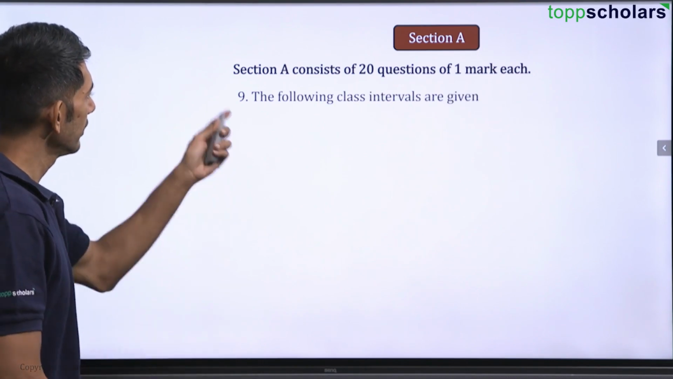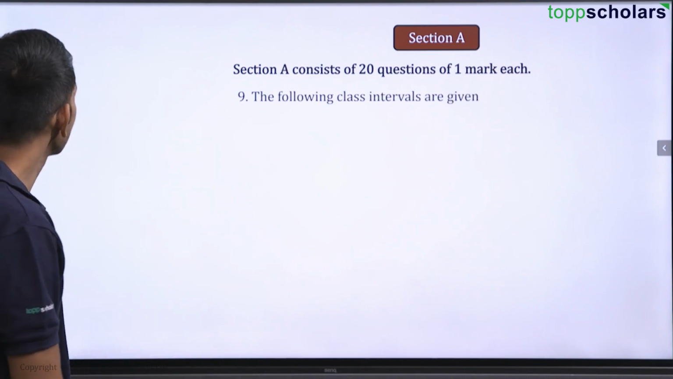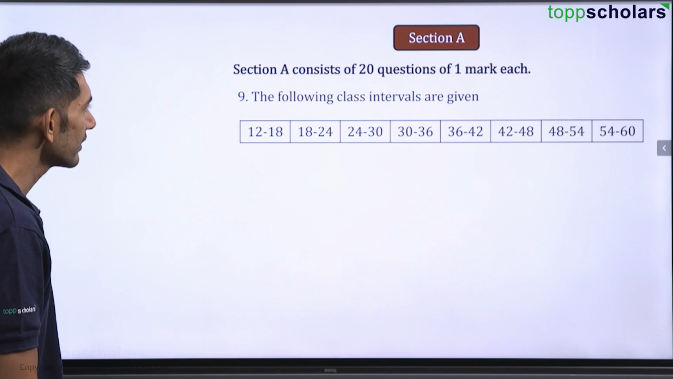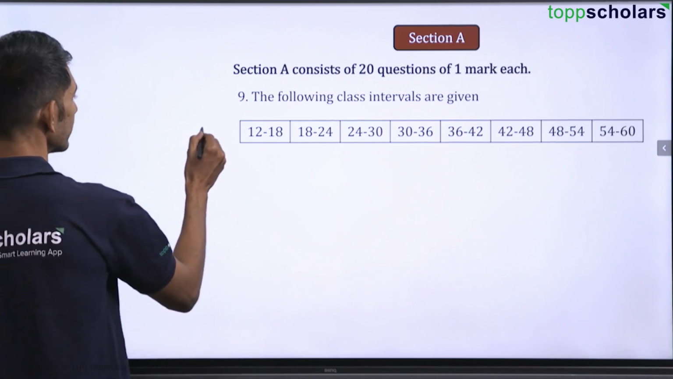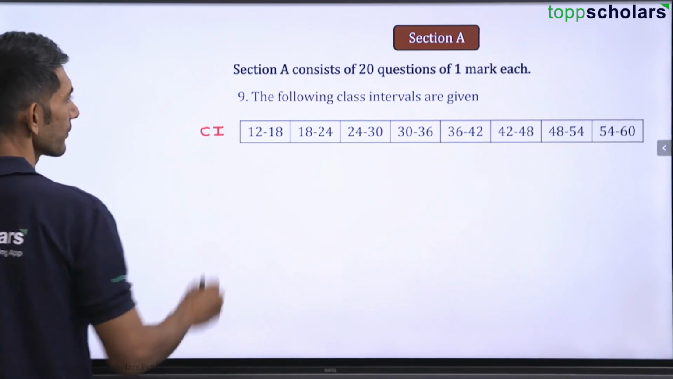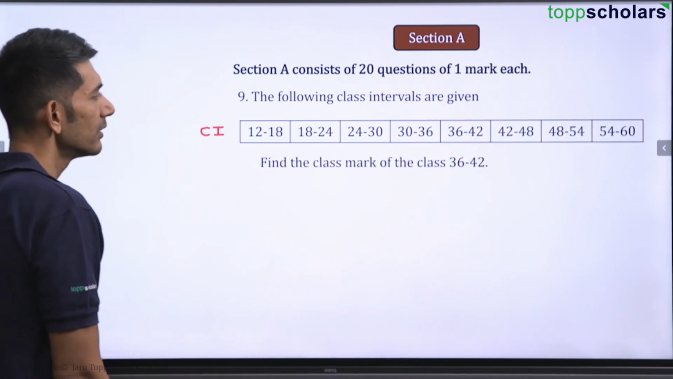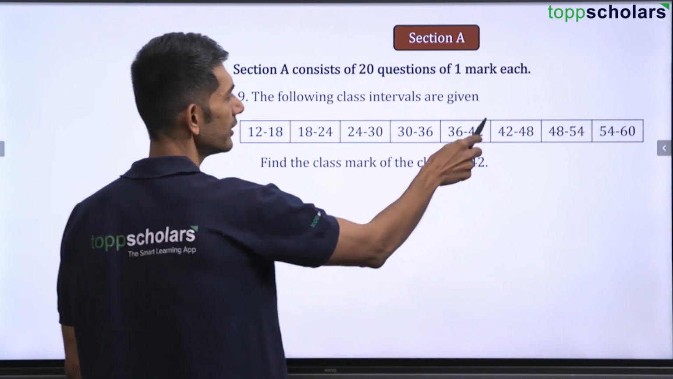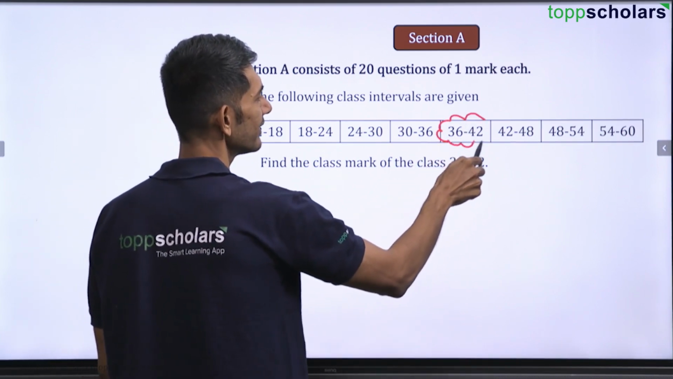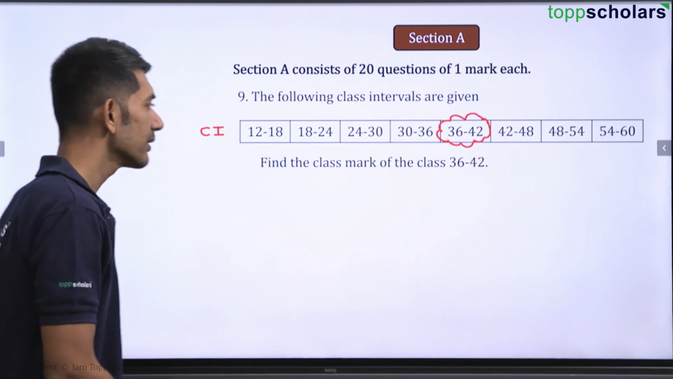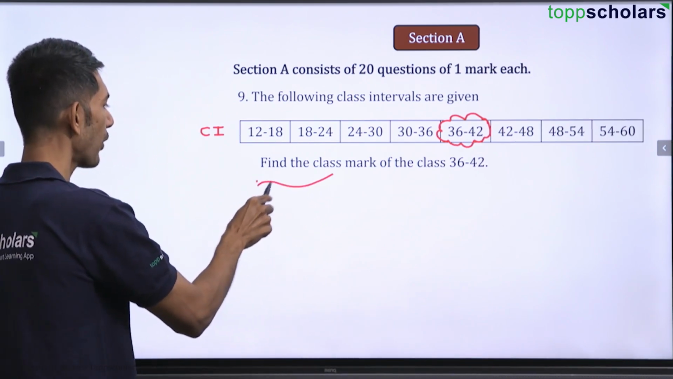Okay. So, the following class intervals are given. Let us see the class intervals. Okay, so these class intervals, Ci is given. Let us see what is the question. Find the class mark of the class interval 36 to 42. Isn't this very simple? What is the class mark? Class mark is nothing but midpoint, right?